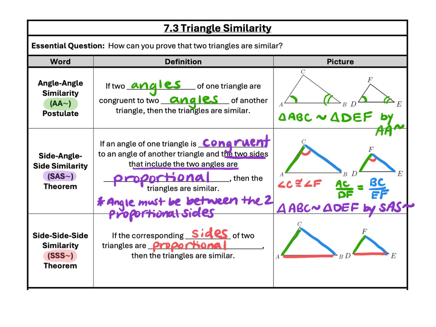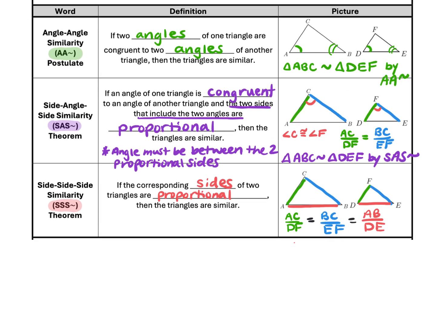So this time, all 3 sides must be proportional, which means AC over DF must equal BC over EF, which must also equal AB over DE. And if that's the case, we would be able to write our similarity statement and say triangle ABC is similar to triangle DEF by side-side-side similarity.